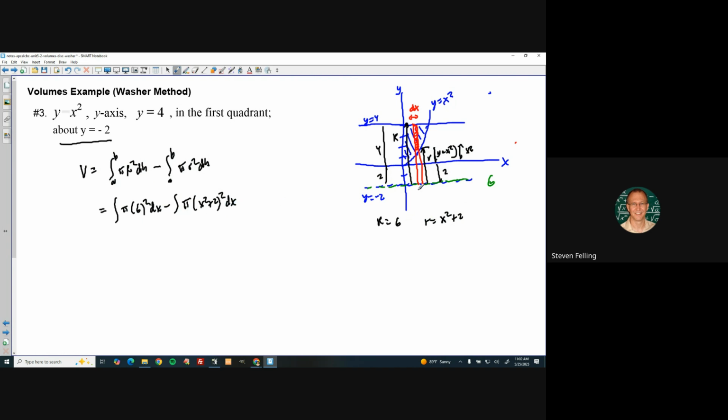And then since this is an x type, we're going again from x is 0, and that intersection was 2 from before. So this is also from 0 to 2. This would be the setup.